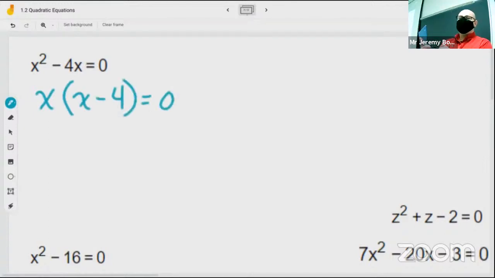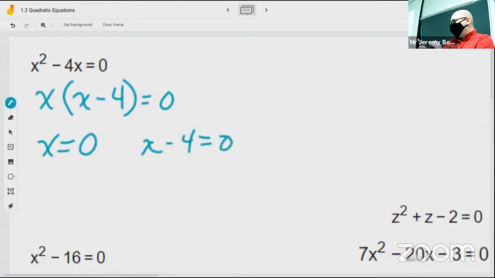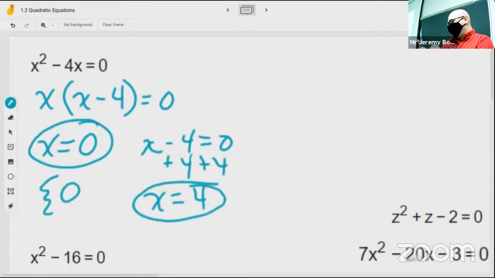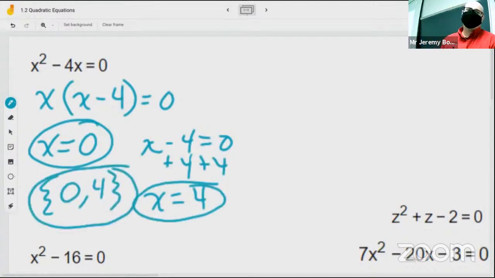So that tells us either x is equal to 0, or x minus 4 is equal to 0. This one's solved already. Add the 4 to both sides for this one, and x is going to equal 4. And so our solution set will be the set containing 0 and 4. Any questions on that one?